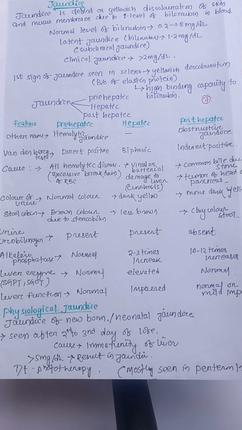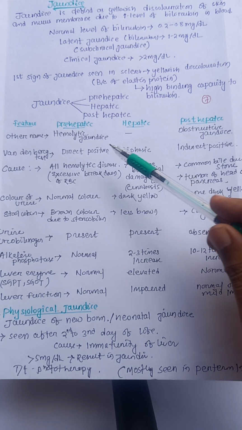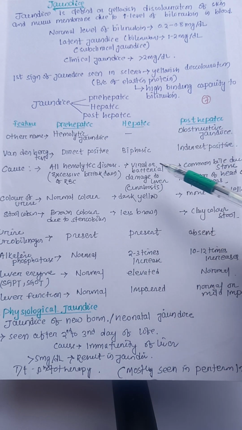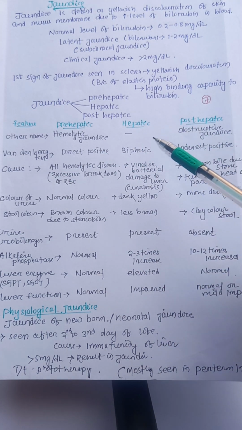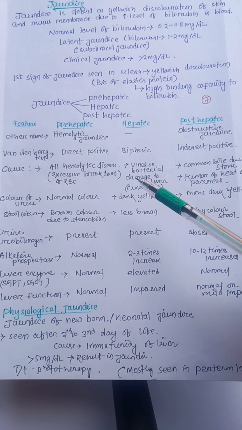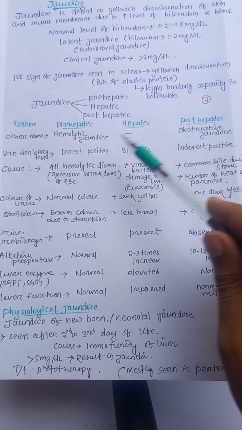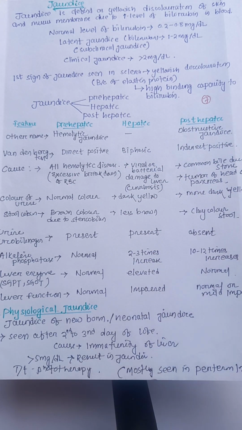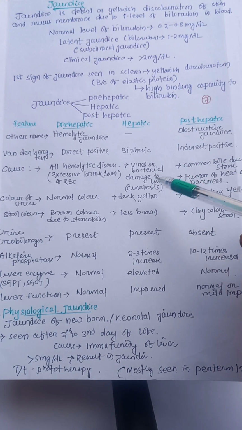And here is the Van den Bergh test. One test is done for identification, but you can also identify in other ways. Here the direct is positive, here is the biphasic response, and here the indirect is positive. Okay. I think you should know about this Van den Bergh reaction from biochemistry, and I'm not going to discuss it, so you should memorize this. And the cause is all hemolytic diseases, excessive breakdown of RBCs. Here it is viral or bacterial damage to the liver.